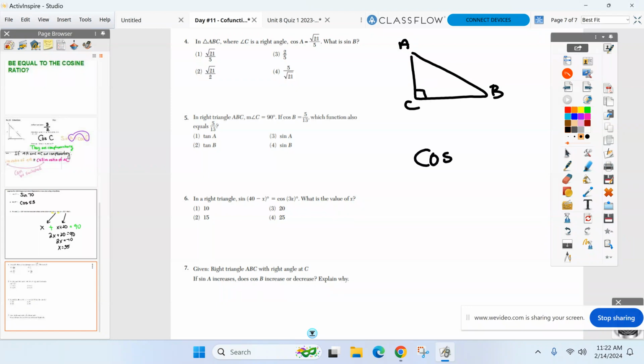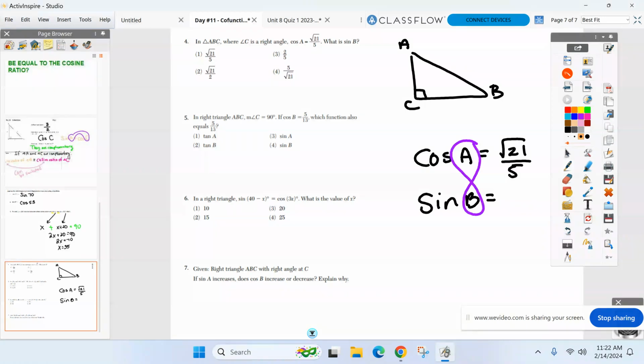The cosine of angle A, that ratio is radical 21 over 5. That's the ratio for cosine of A. I want to know what's the ratio for sine of B, knowing that. Let's see if I got you guys hooked or not. All right, first thing I want to know, based on my diagram, what do you know about the angles A and B?